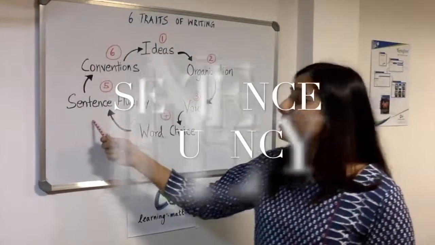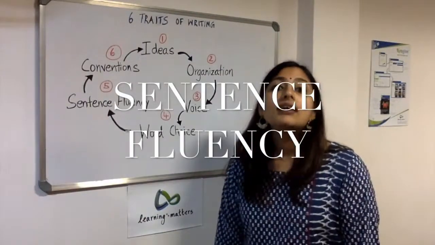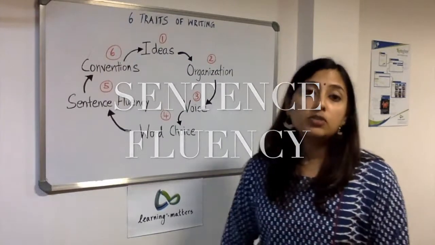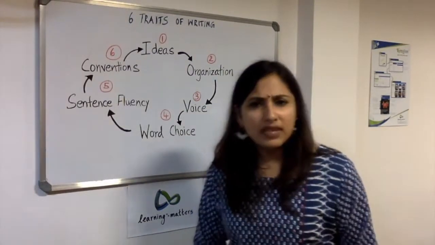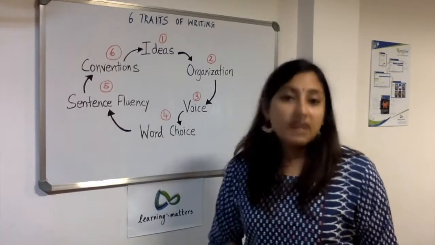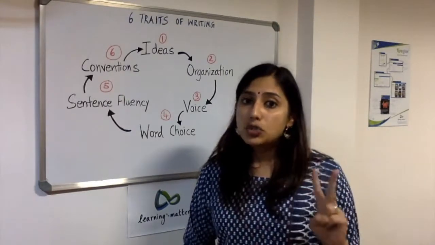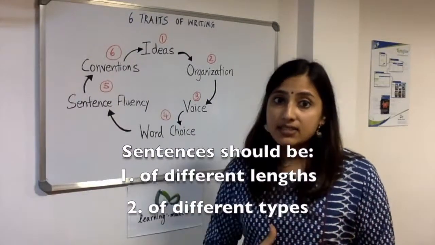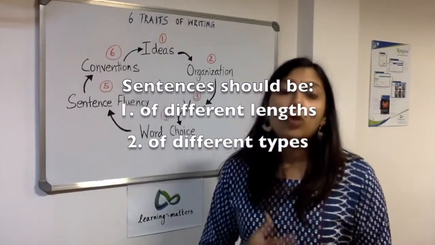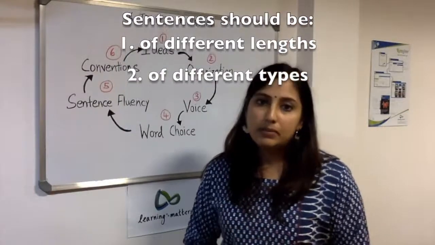Next we come to sentence fluency. Sentences in a piece of writing should be graceful, smooth, and easy to read. But how does one write sentences that are graceful? Very easy. Teach your students two things. That sentences should be of different lengths and sentences should not be monotonous or all of the same kind. I'll give you an example.